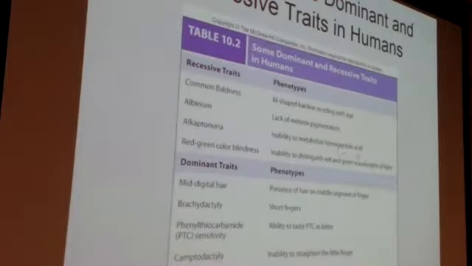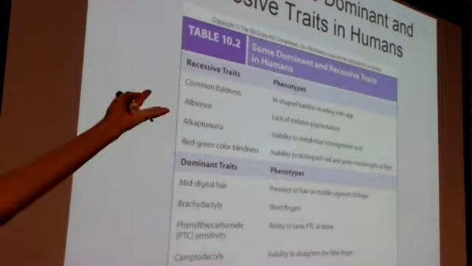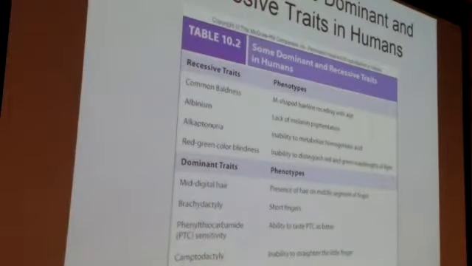Alkaptonuria. This doesn't mean a whole lot to you. Honestly, I couldn't tell you what the phenotype is for this, other than it tells you the inability to metabolize homogentisic acid. That's an amino acid. Our bodies don't make all 20 amino acids. Some of them we do need in our diet, but people who have this, that would kill them if they keep eating that. There's other conditions like that.